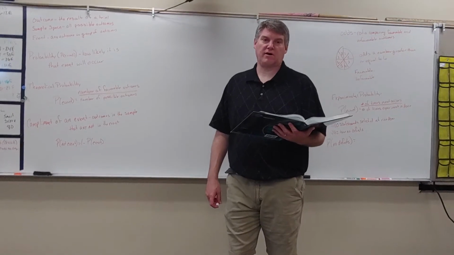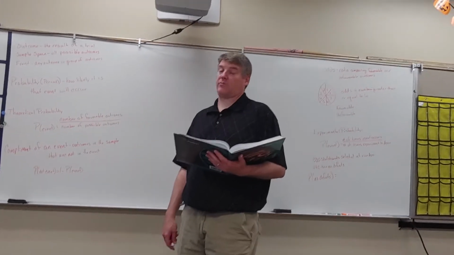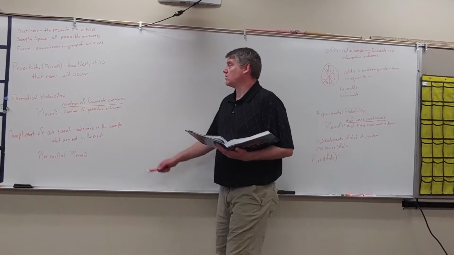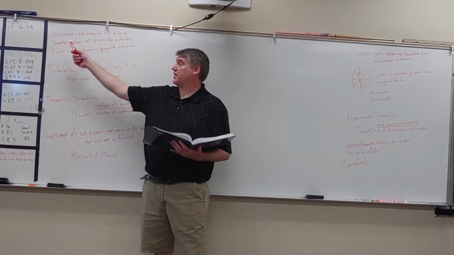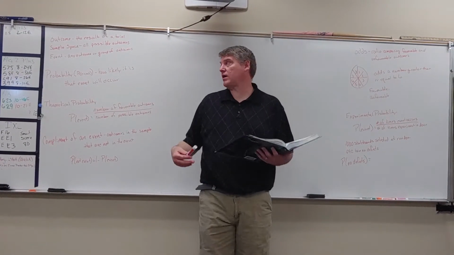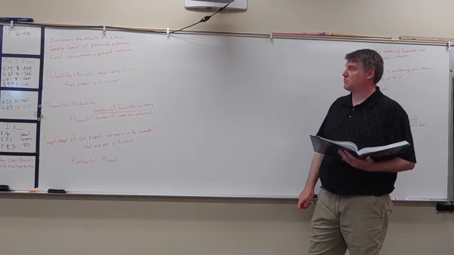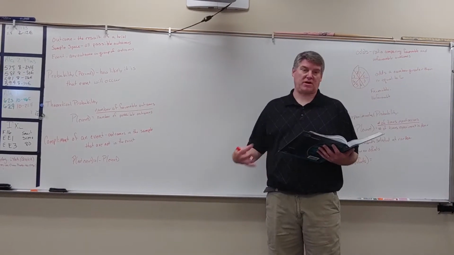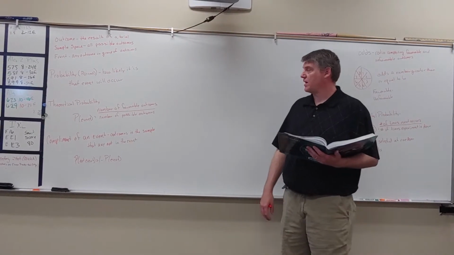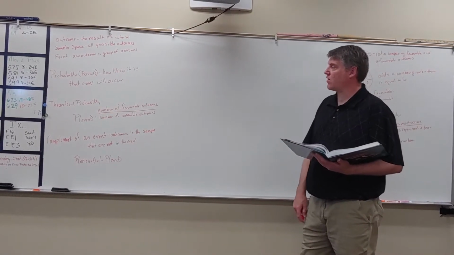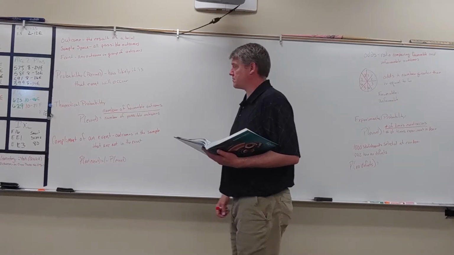All right, we're going to talk about theoretical and experimental probability. So we want to know some of this information. An outcome is the result of a trial. Sample space is all possible outcomes. An event is any outcome or a group of outcomes.